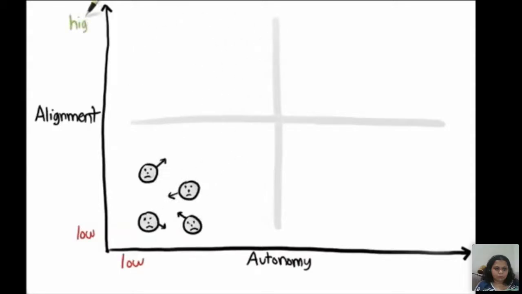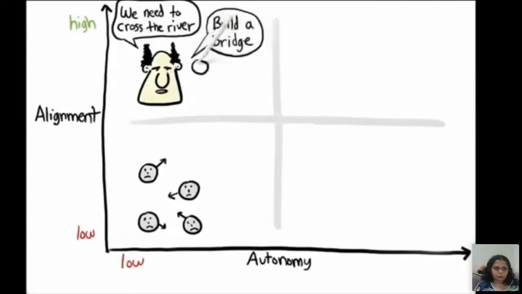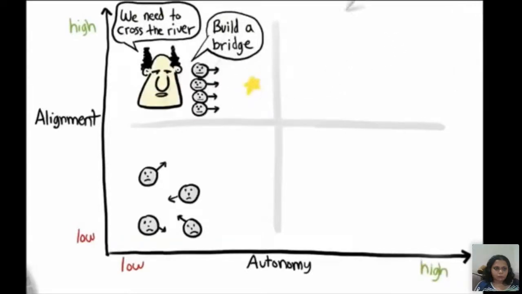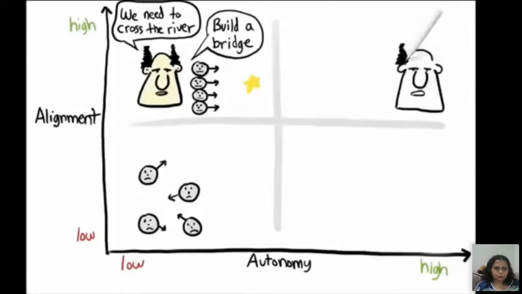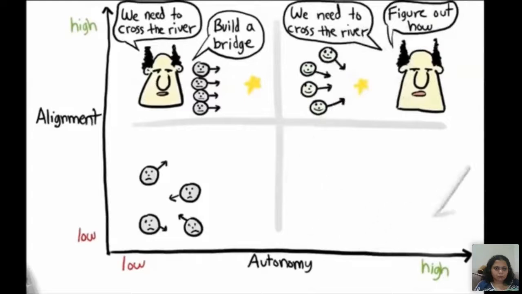Up here is high alignment, but still low autonomy. So leaders are good at communicating what problem needs to be solved, but they're also telling people how to solve it. High alignment and high autonomy means leaders focus on what problem to solve, but let the teams figure out how to solve it. What about down here then?